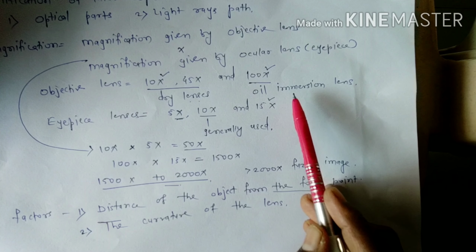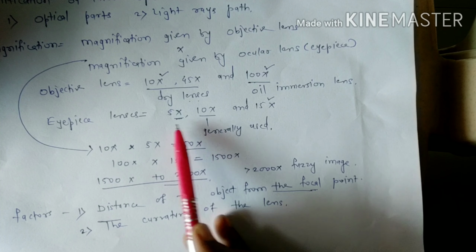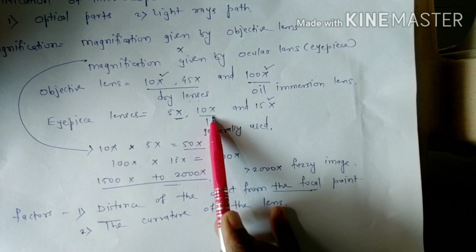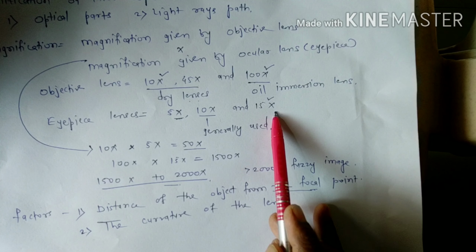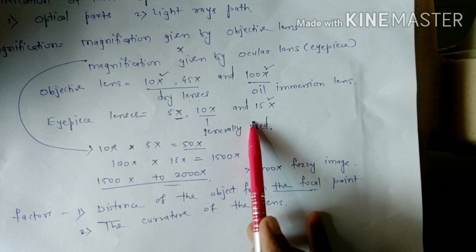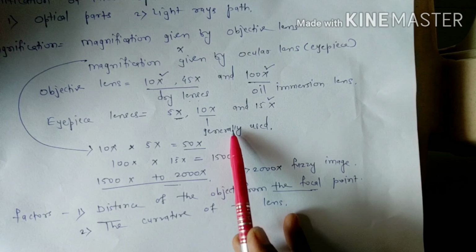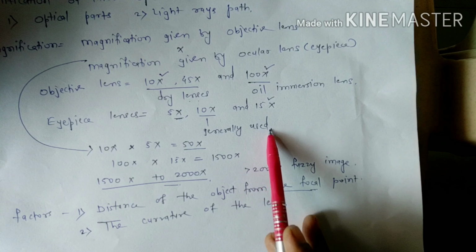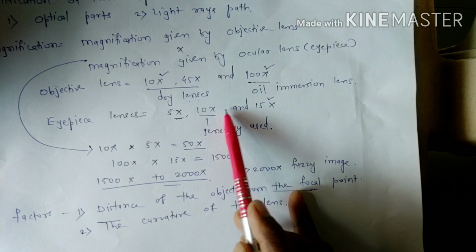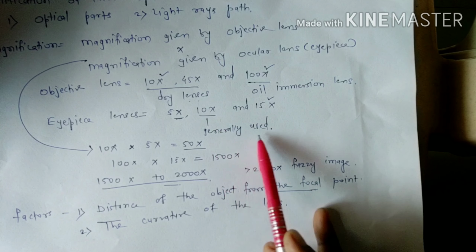These eyepiece or ocular lenses are of different magnifications. These may be 5x, 10x or 15x. We can adjust any one of these eyepieces. Generally or commonly, the 10x eyepiece lens is used. This x is nothing but the magnification. The magnification unit is x, and the 10x eyepiece is generally used.